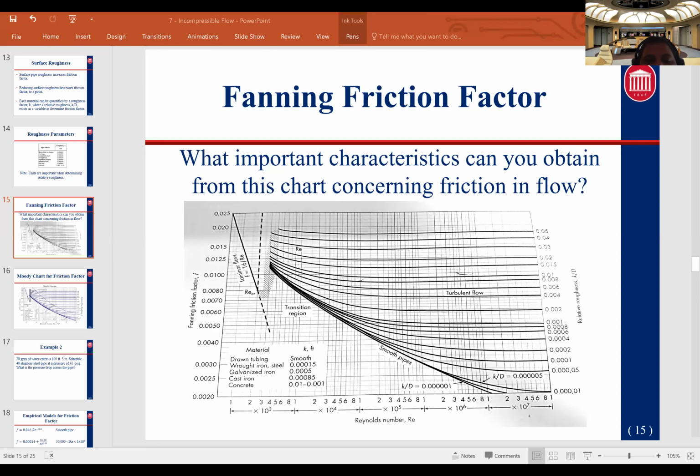So we have delta P is equal to 2 times our friction factor times our density times our velocity squared times our flow length divided by diameter, with these as the parameters.